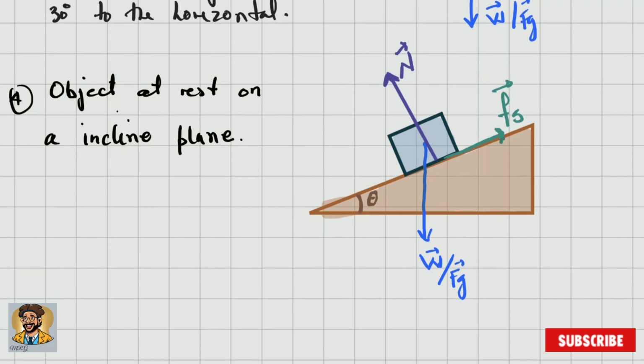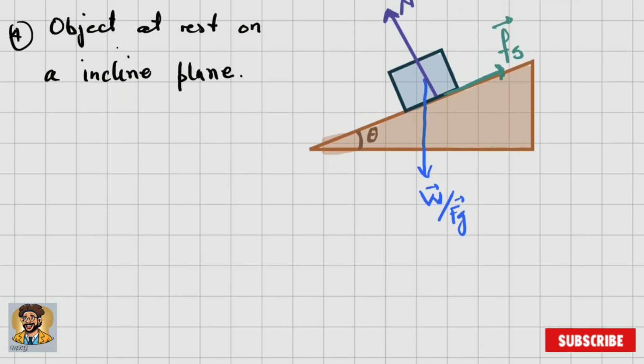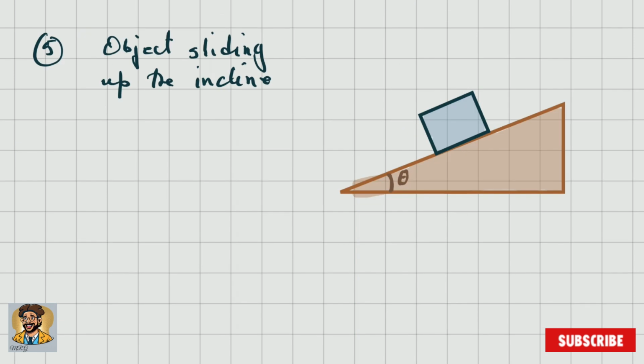Let's go to the last scenario of all. This is the same object, but now the object is sliding up the incline. You would ask, how is the object sliding up? Well, somebody kicked the box up the incline, and the box moved up a little bit. It's not going to move forever, it will stop, but it will move up a little bit.